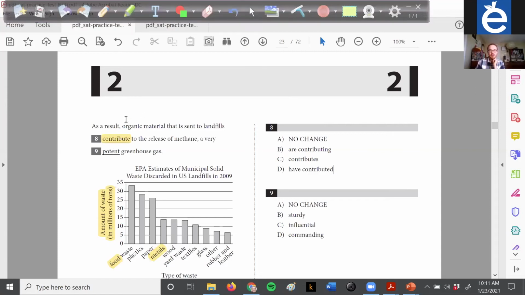So what's our subject here? Organic material contributes. It's not the landfills. That might confuse you because it's right next to the verb. It's not landfills contribute. It's organic material contributes.